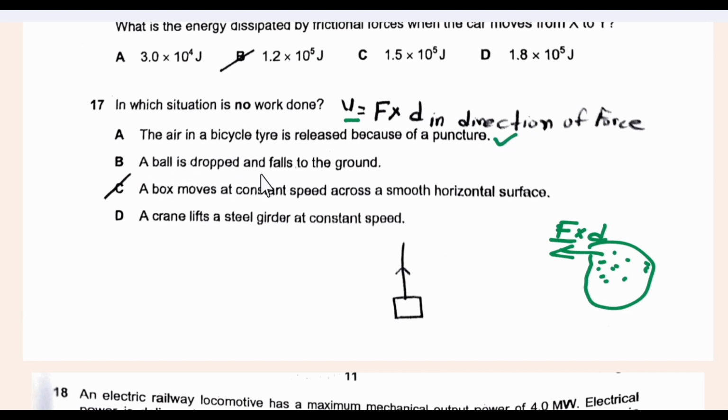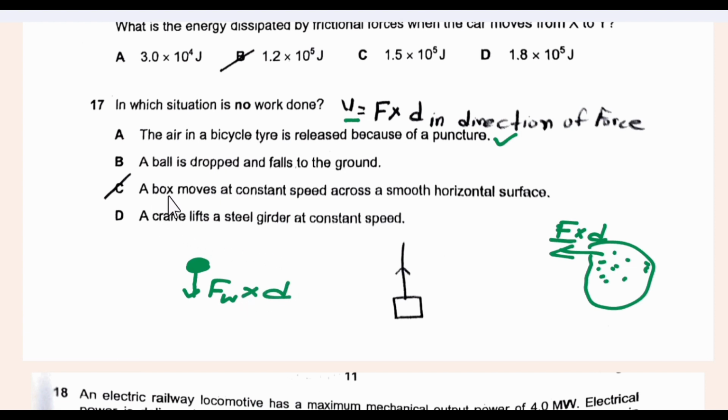Then a ball is dropped and falls to the ground. Suppose this is the ball and it falls to the ground because of its weight. So there is a force due to weight, and as it falls it covers a distance, so work is done.